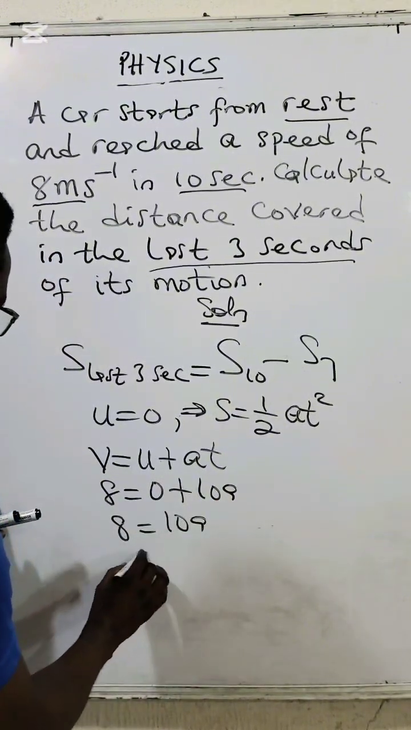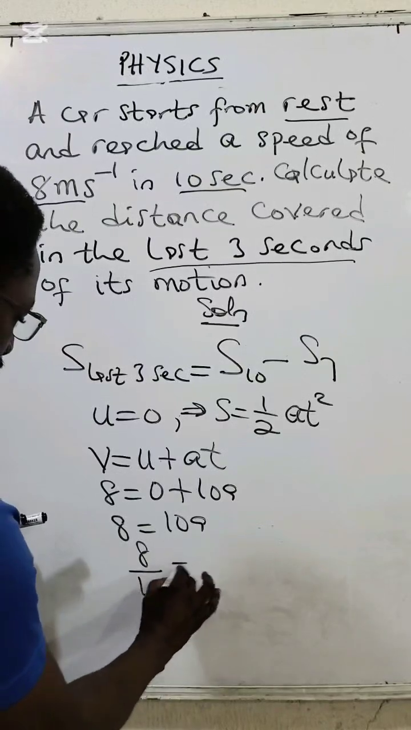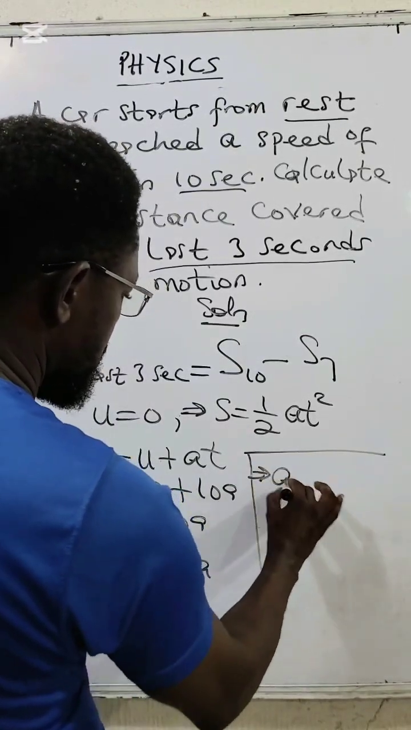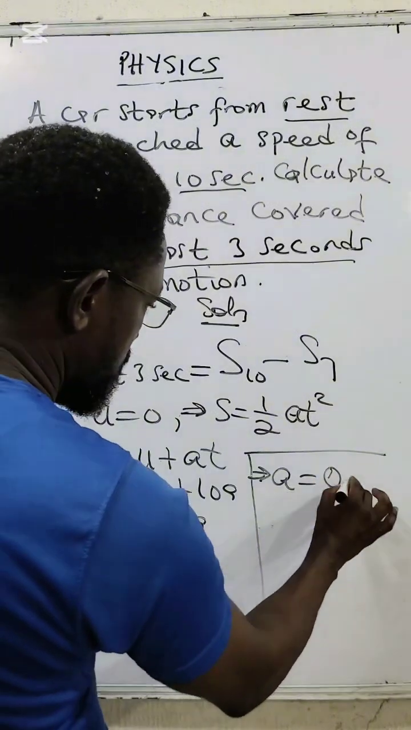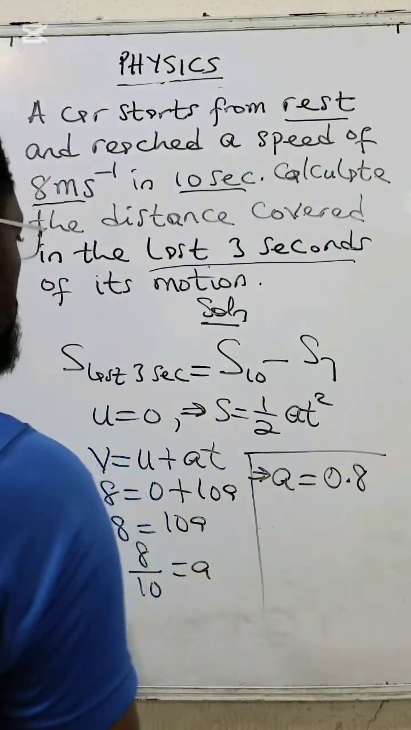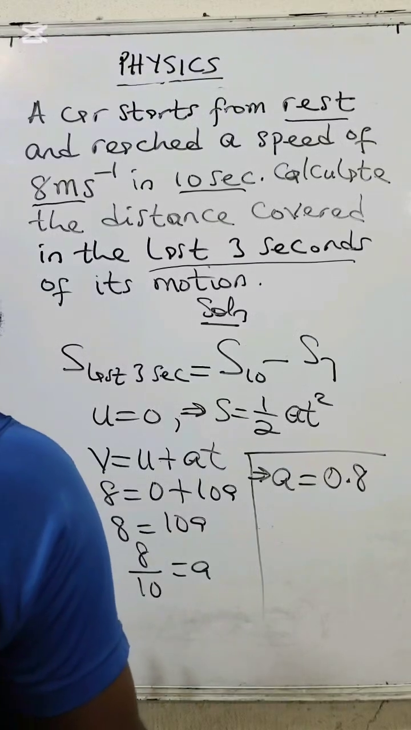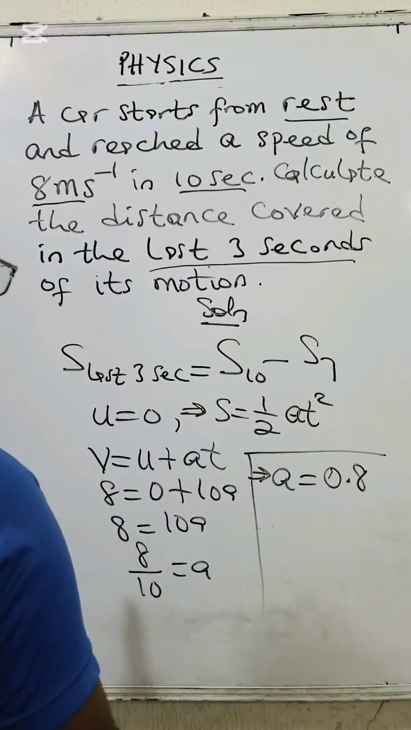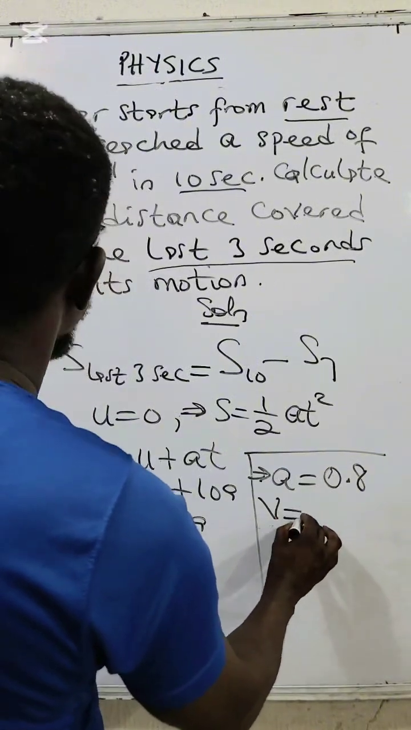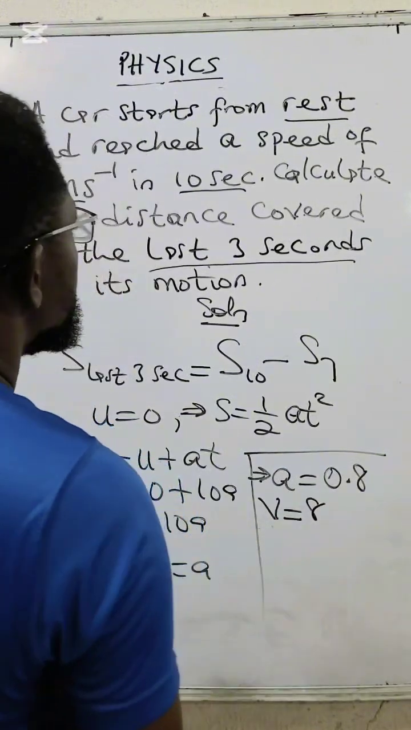If you divide both sides by 10, you get the acceleration. So from here, the acceleration is 0.8 meters per second squared. So now that I have the acceleration, remember, v is given as 8.